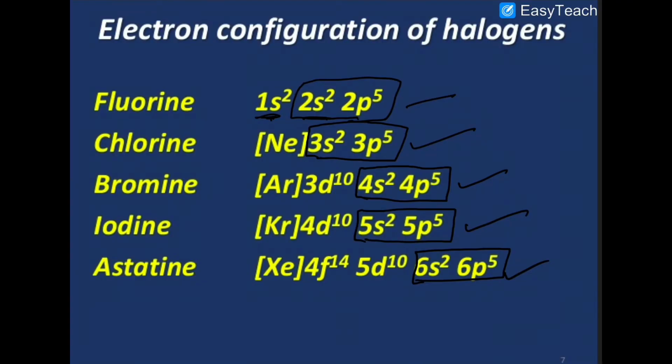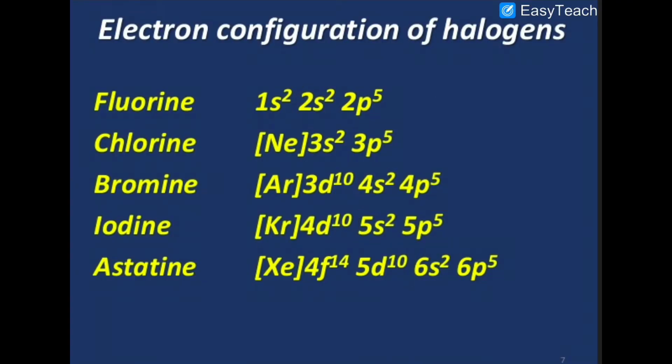So I am requesting all of you to please see the configuration of all these halogens very carefully, because the valence shell configuration will be the key to the properties of all these elements. So make sure that you write and read all this configuration 3 or 4 times. Are you getting that or not? You may get questions on the configuration nowadays.